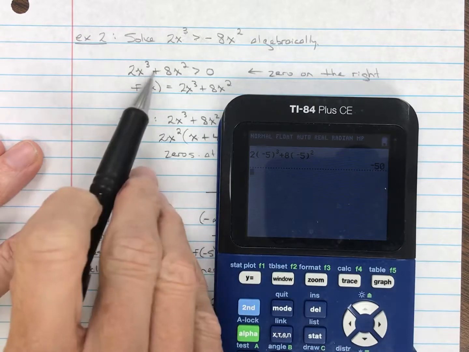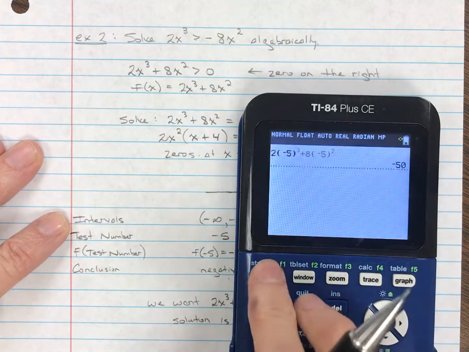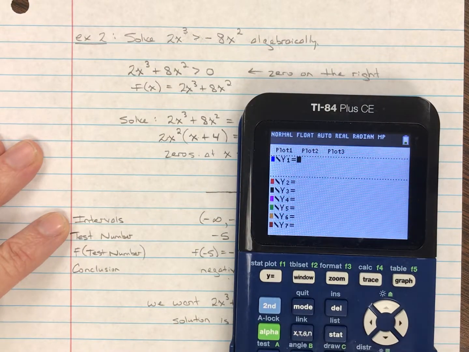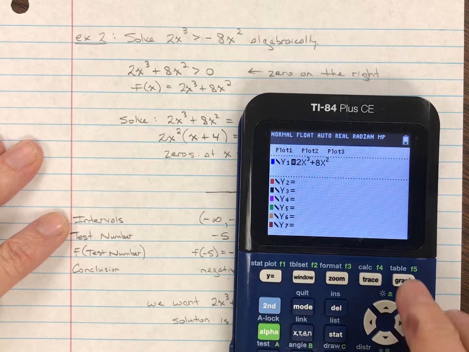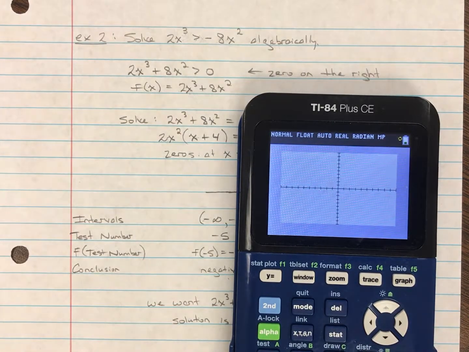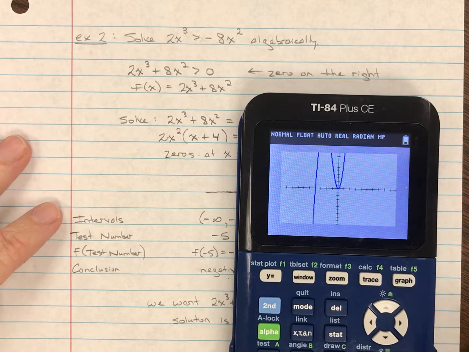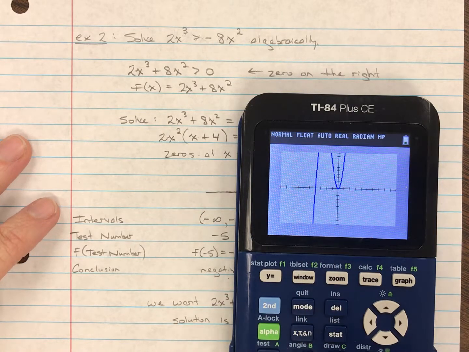Okay, so again, here's our function. We want to put this in f of x. So y equals 2x cubed plus 8x squared. And I'm going to do zoom standard again. And here comes the function. Okay, and you can see, where is it positive? Well, right here I'm betting is negative 4.